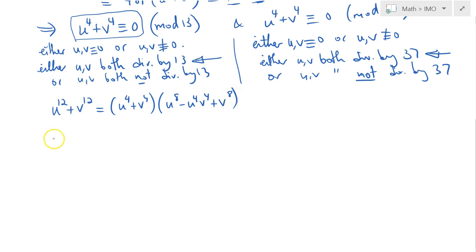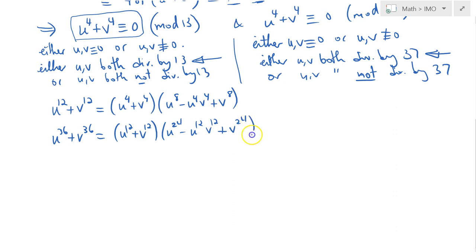And in a similar way, I can go ahead and have a look at u to the 36th power plus v to the 36th power, which is simply equal to u to the 12 plus v to the 12, the sum of cubes here. Just think of it like that. U to the 24 minus u to the 12 times v to the 12 plus v to the 24, if I'm not mistaken.